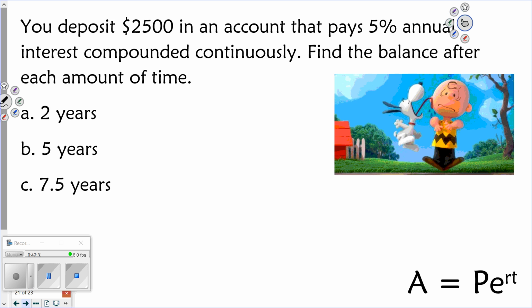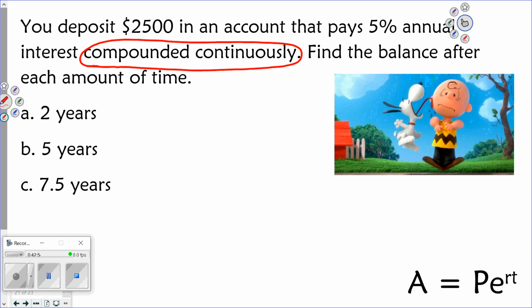All right, so let's take a look at this formula. If you deposit $2,500 in an account that pays 5% annual interest compounded continuously, that's going to tell you which formula to use. So for part A, it's A equals the P value. It's my principal. I started with 2,500.